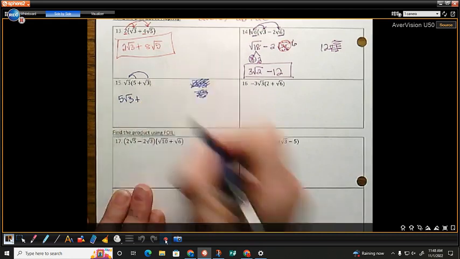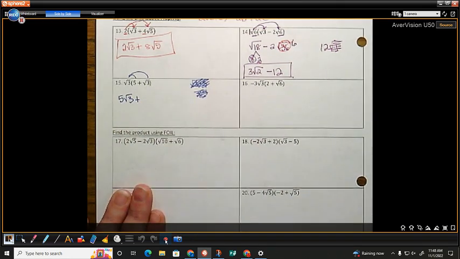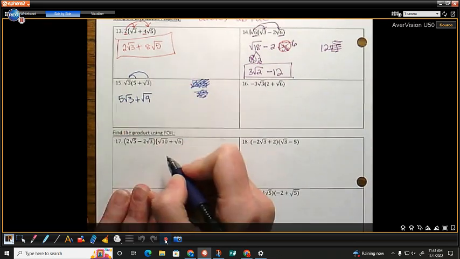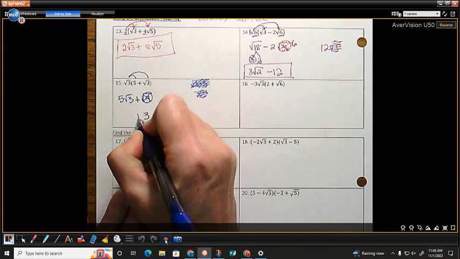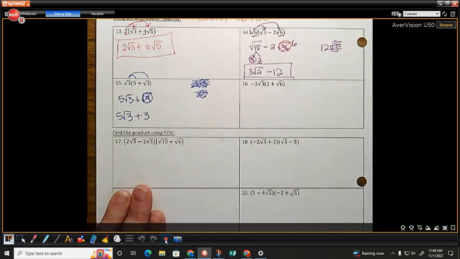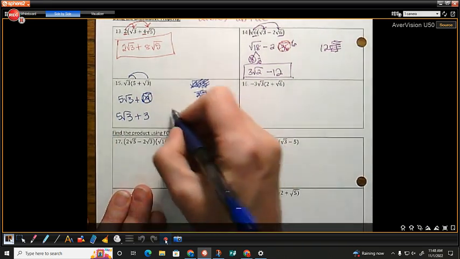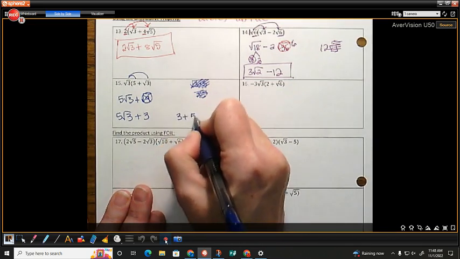And what's root 3 times root 3? No, it's not 9. It's root 9, which, oh, the square root of 9 happens to be 3. So you probably got 5 root 3 plus 3. Did anybody get 3 plus 5 root 3?